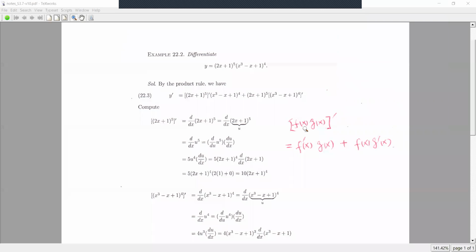By the product formula, the derivative of function y is the derivative of the first function times the second function plus the first function times the derivative of the second function. Now we have this derivative and this derivative to compute. Let me compute them here. After I get the results, I put the results back to the expression.